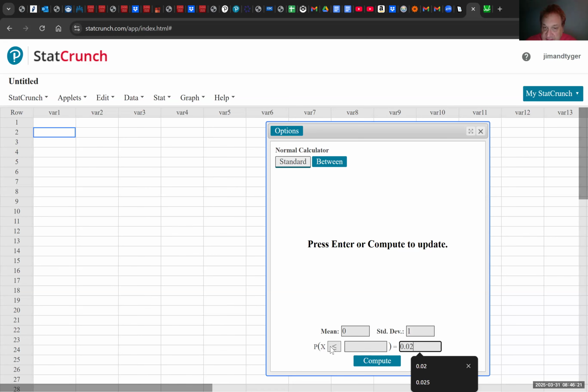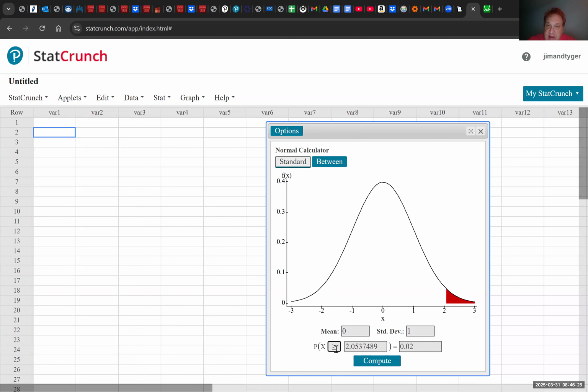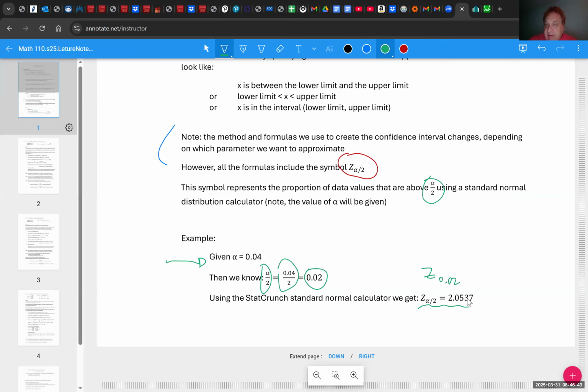This is the less than sign. I need to change it to a greater than sign, so I want the area to the right to equal 0.02. You can see that's the little area equal to 2%, 0.02. And the value is 2.0537489. And that's the value I have right here, 2.05. I rounded it to 4 decimal places. So the Z value is just from an app like StatCrunch.